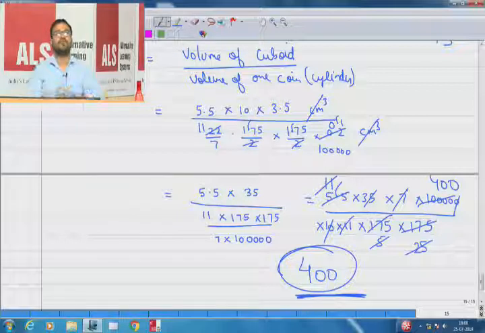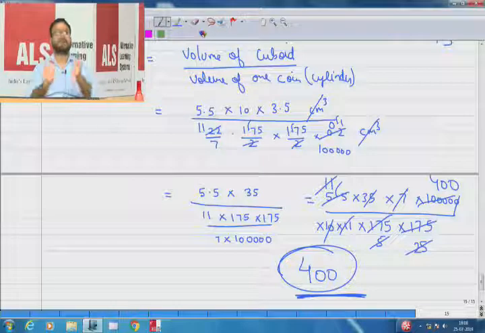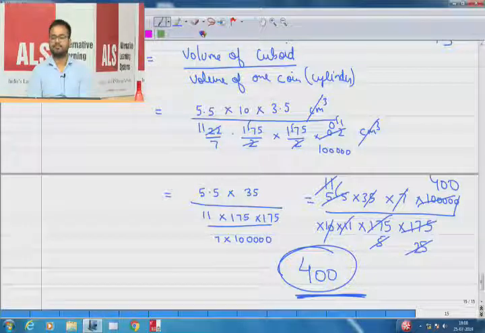Getting it, all of you? 400 coins. Are you getting it? Only the simplification part is there, nothing else.